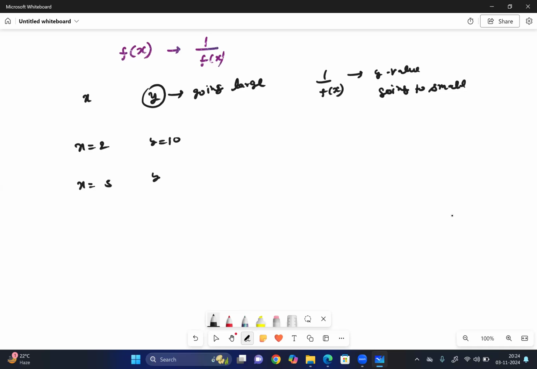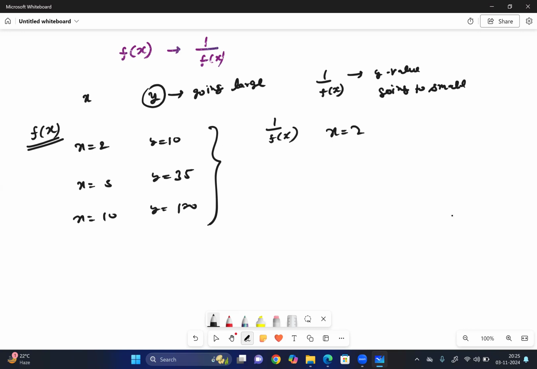Let's say x is equal to 5, y is 35. Let's say for x equal to 10, y is something like 100. I've just taken some ordered pairs, and these ordered pairs are for f(x). So if I'm doing 1 upon f(x), then what happens for these ordered pairs? When x is 2, y is 1 upon 10, which is 0.1. When x is equal to 5, y is 1 upon 35. And when x is equal to 10, y is 1 upon 100, which is 0.01.